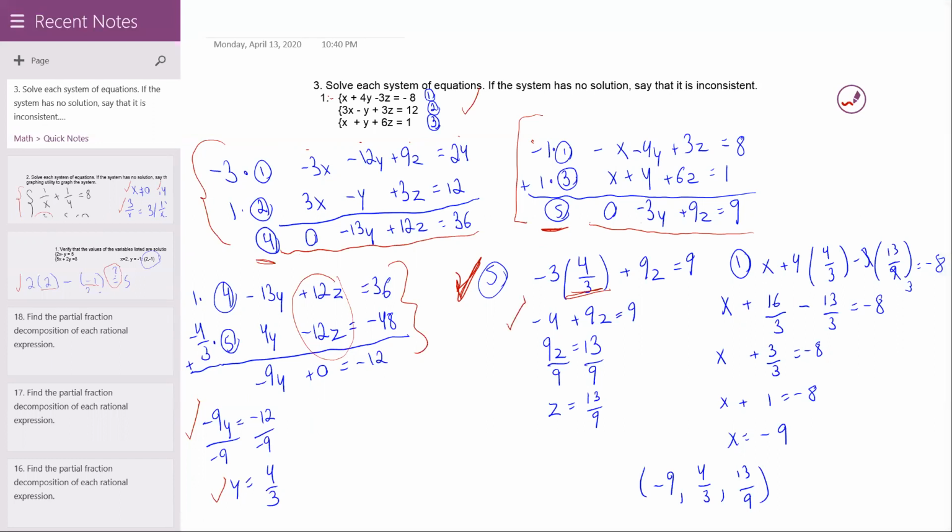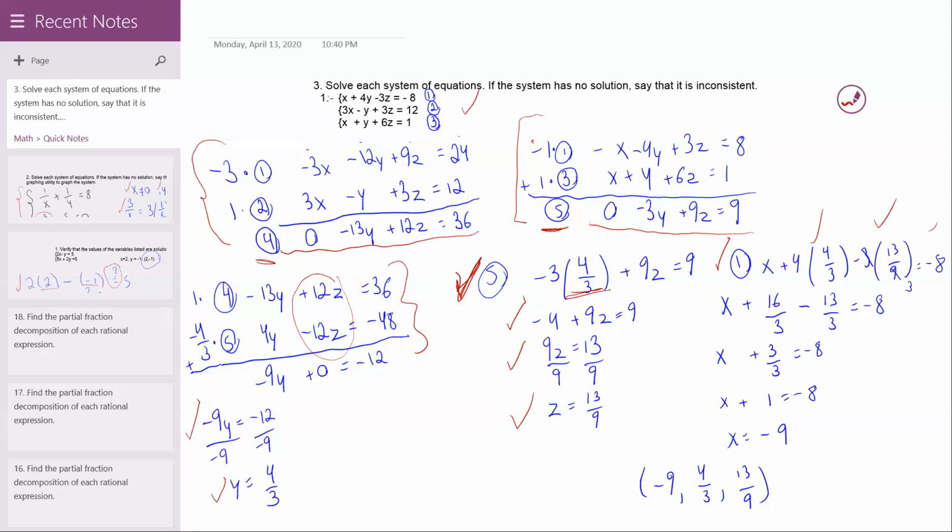Negative 4 plus 9 equals 9. 9 equals 13 divided by 9, which is 13/9. And now since I have y and z, I can plug it into either equation 1, 2, or 3, but I just picked equation 1. So I said x plus 4 times 4/3 minus 3 times 13/9 equals negative 8.